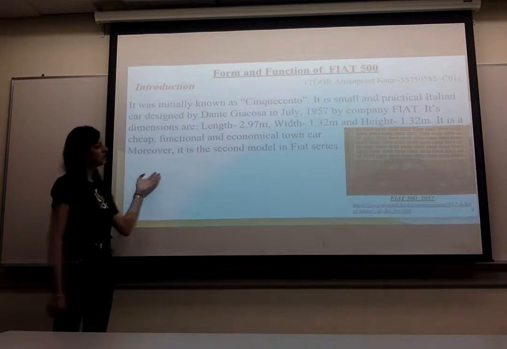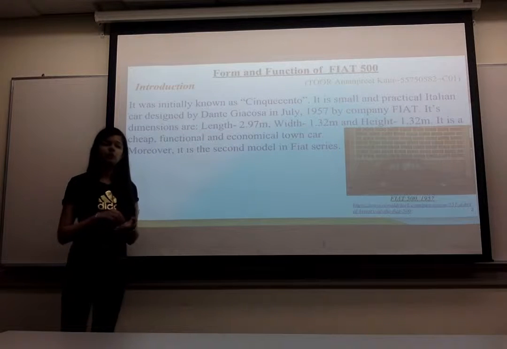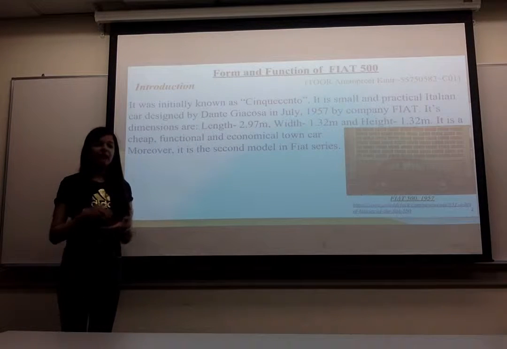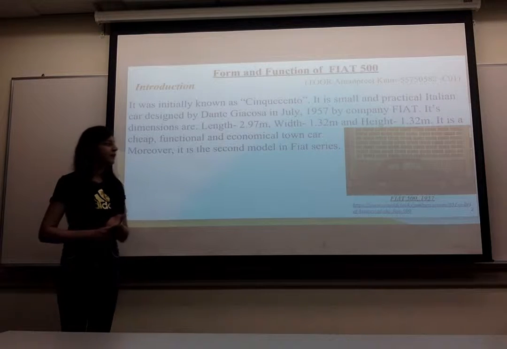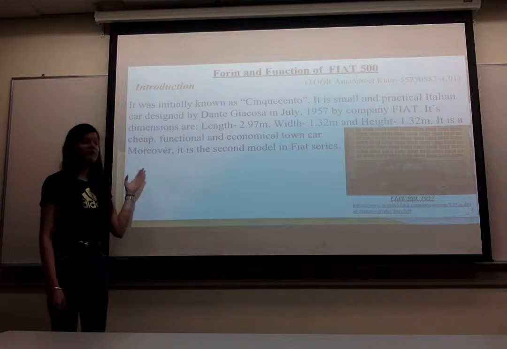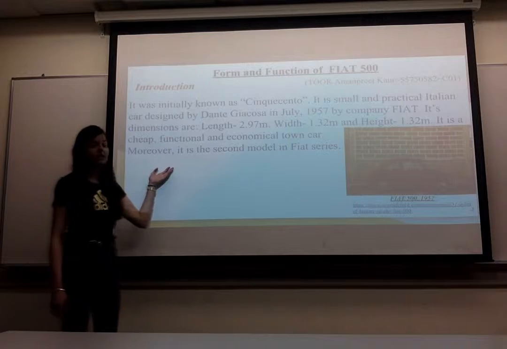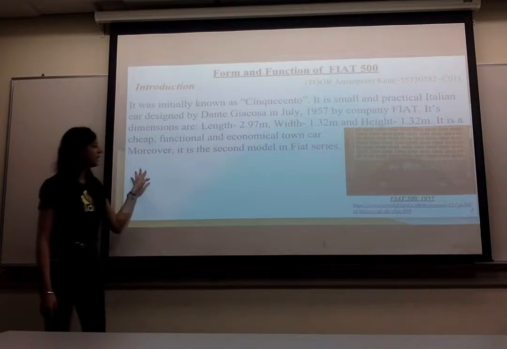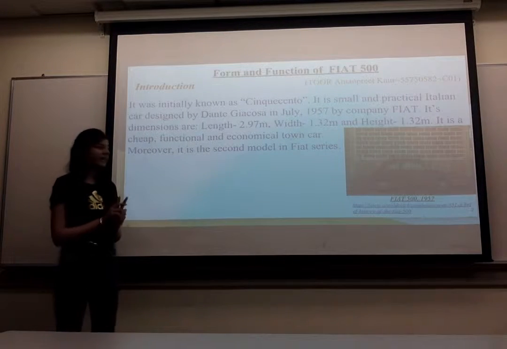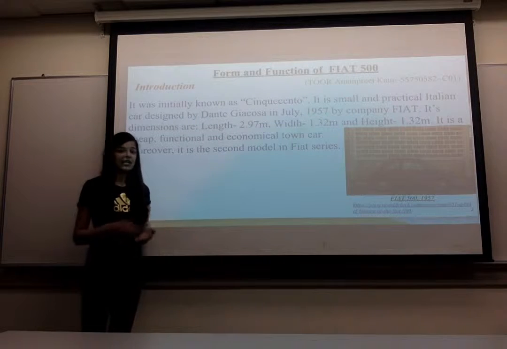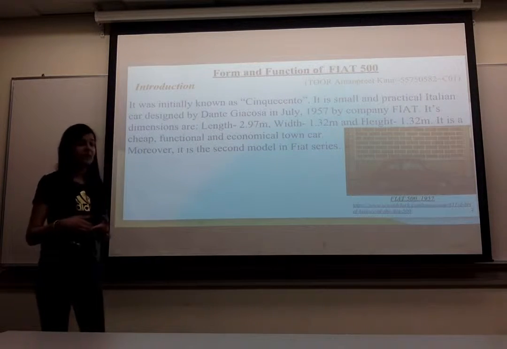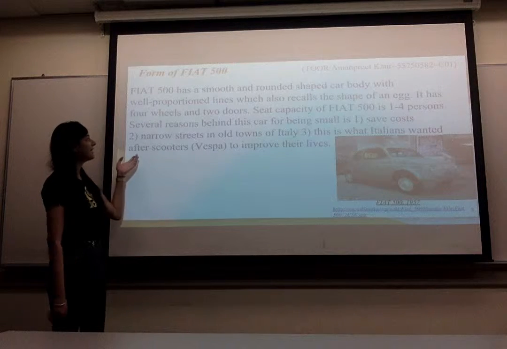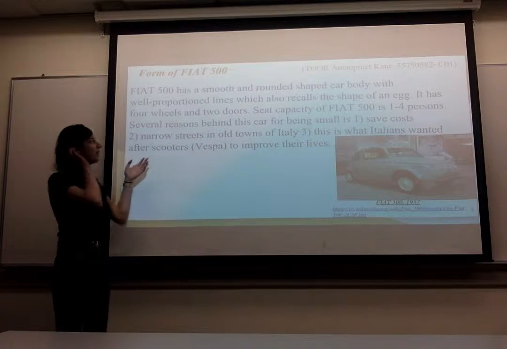So its dimensions are, its length is 2.97 meters and width and height are the same, which is 1.32 meters. So it is a cheap, functional and economical town car. Moreover, it is the second model in the Fiat series, and after that there were many cars produced by the Fiat company. And the next is form of Fiat 500.